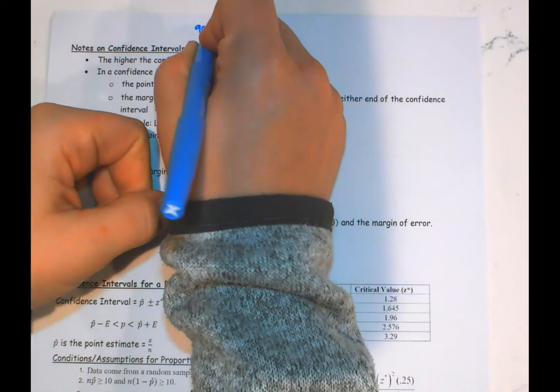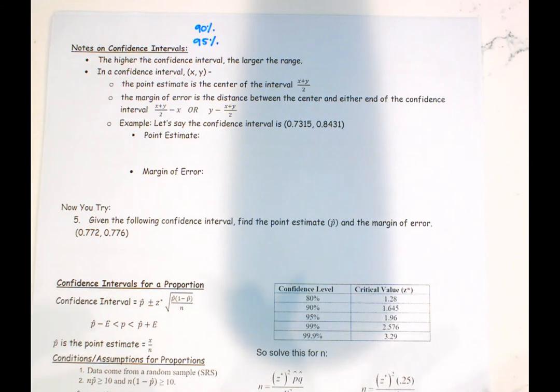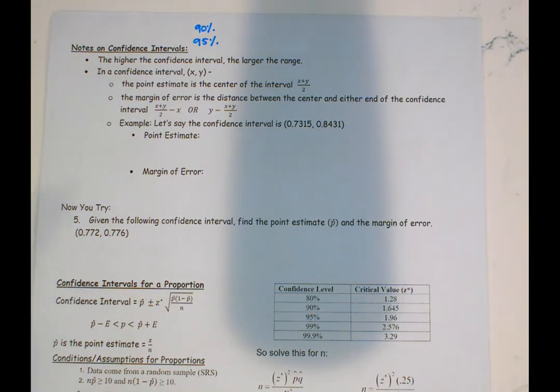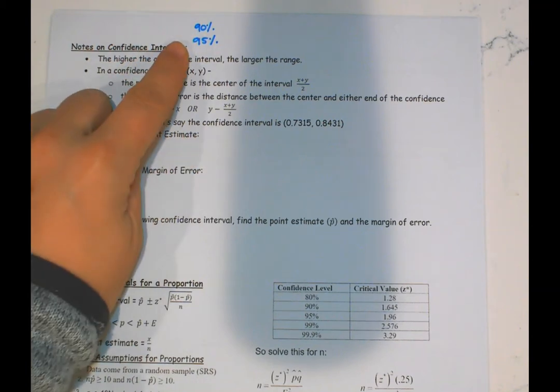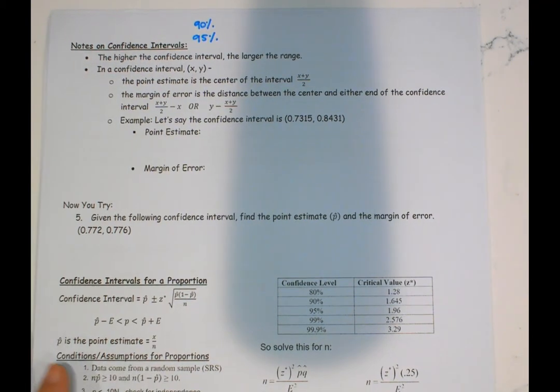So instead of a 90%, if we go to a 95%, the interval is going to have a larger range between the values. There's going to be more room, right, because we're being more confident that we have less errors. So we have to expand our range to make sure that we're finding the correct values.